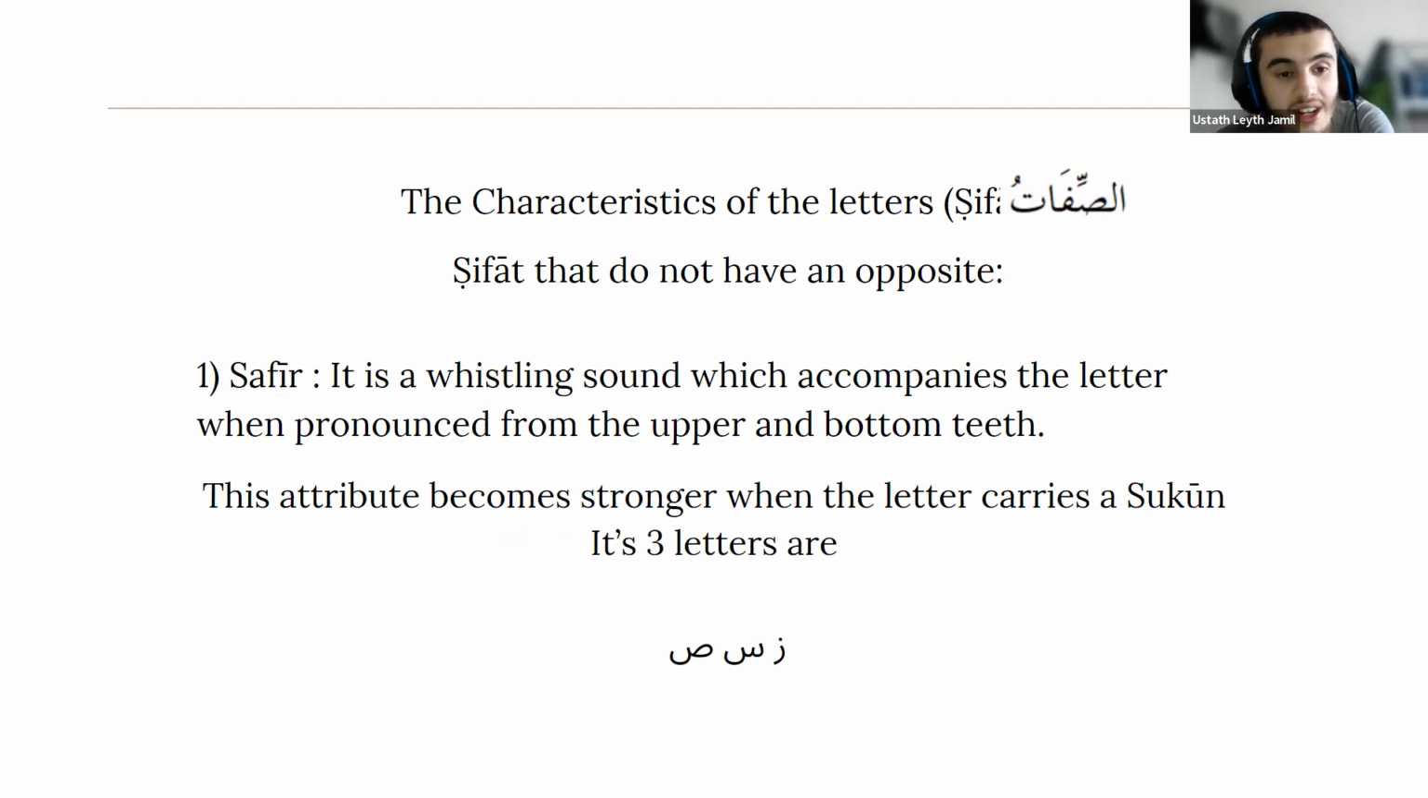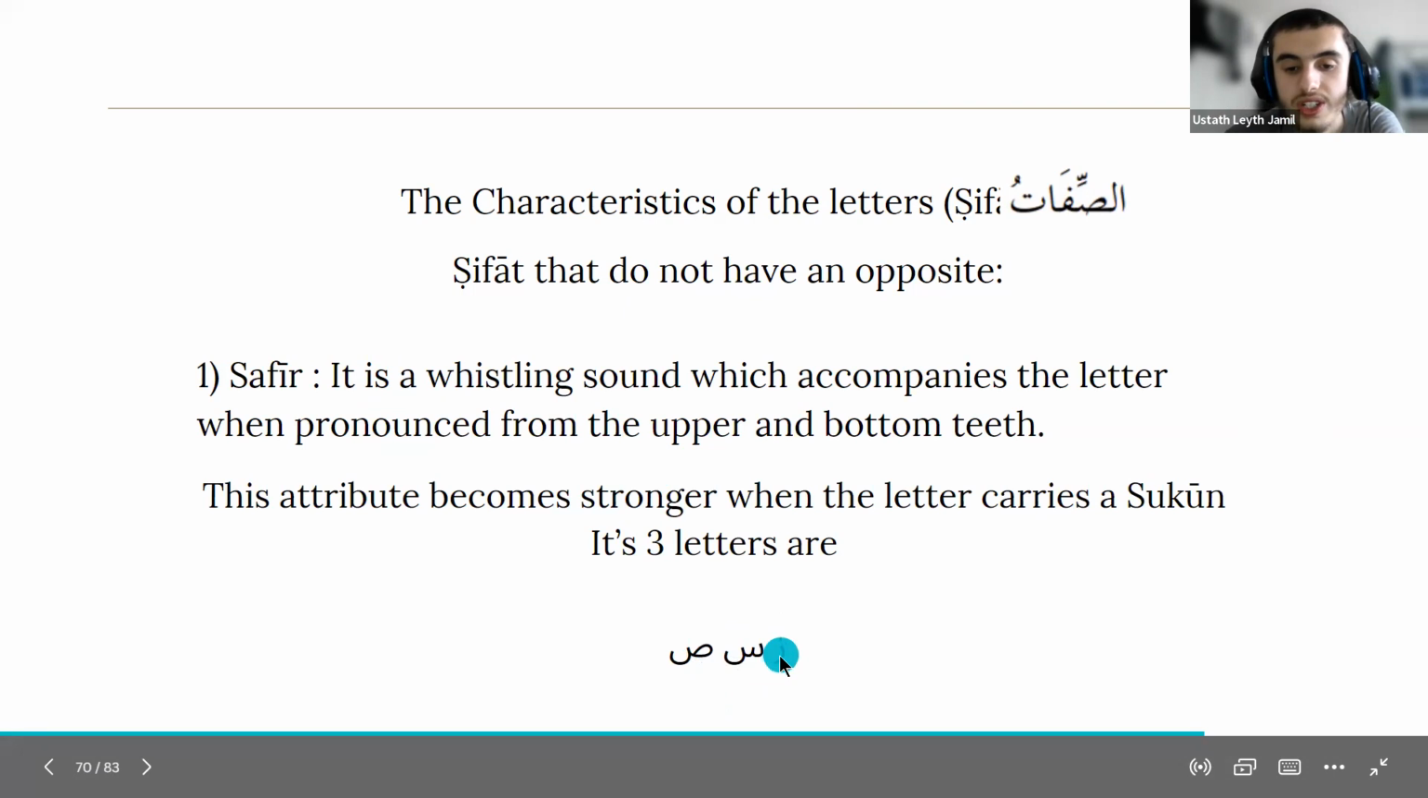So you got the Safir. It is a whistling sound which accompanies the letter when pronounced from the upper and bottom teeth. If you know Arabic, safir literally means whistle, so it makes sense here. This attribute becomes stronger when the letter carries a sukoon. Its 3 letters are Za, Sin, and Sad. So what it's saying is that when these letters have sukoon, the letters become stronger.